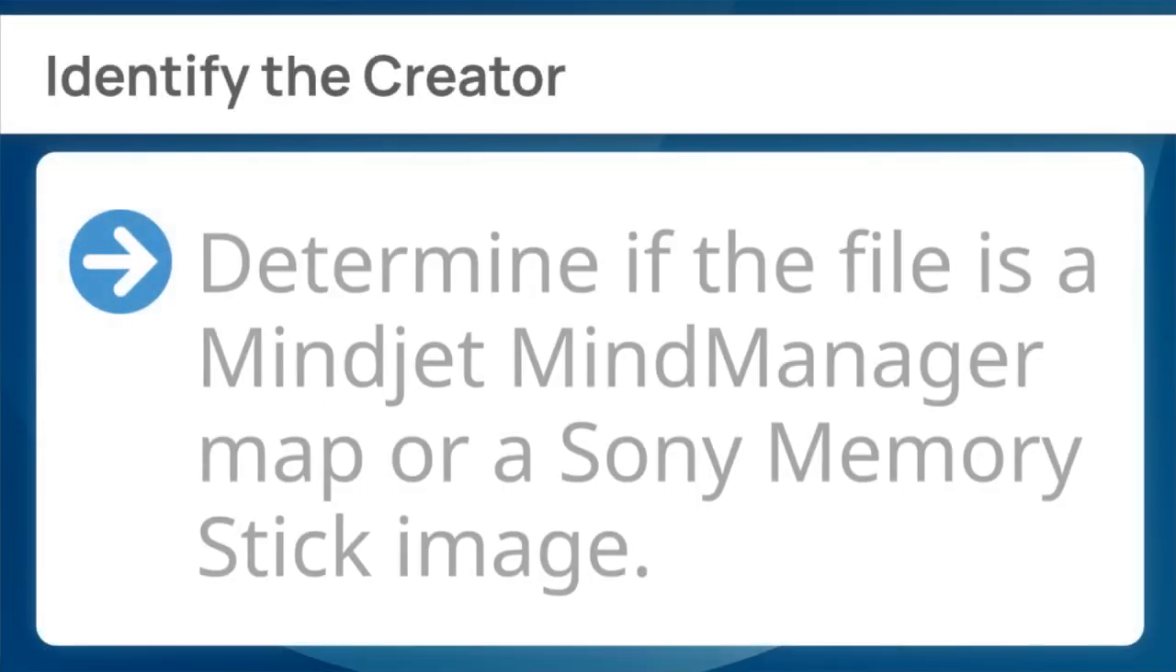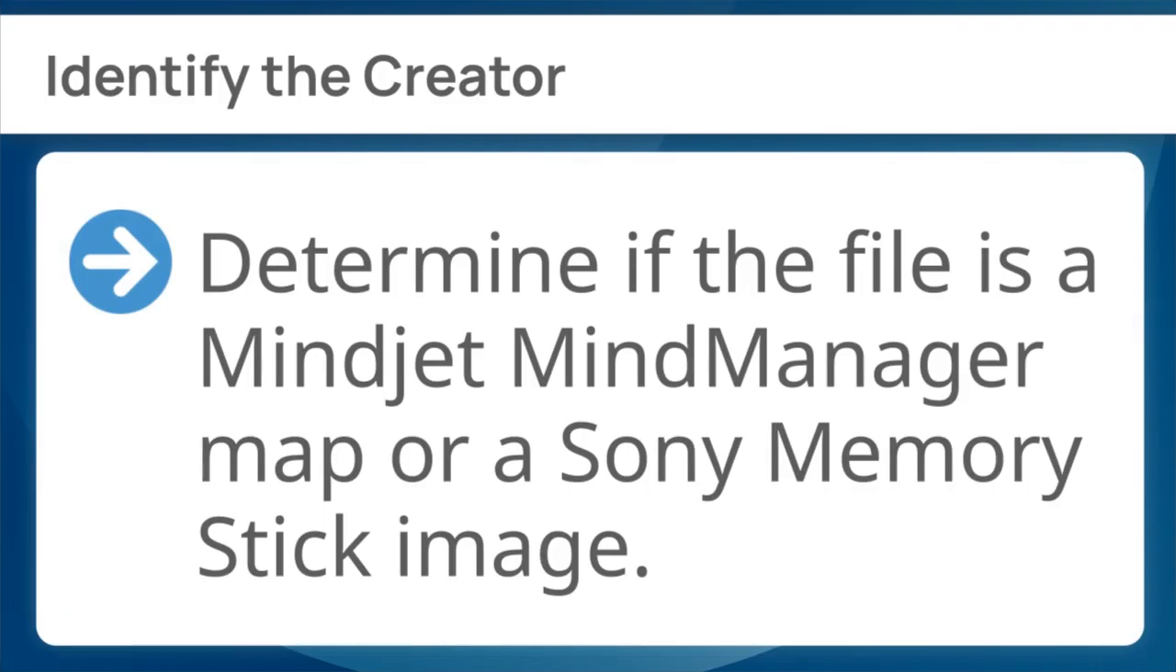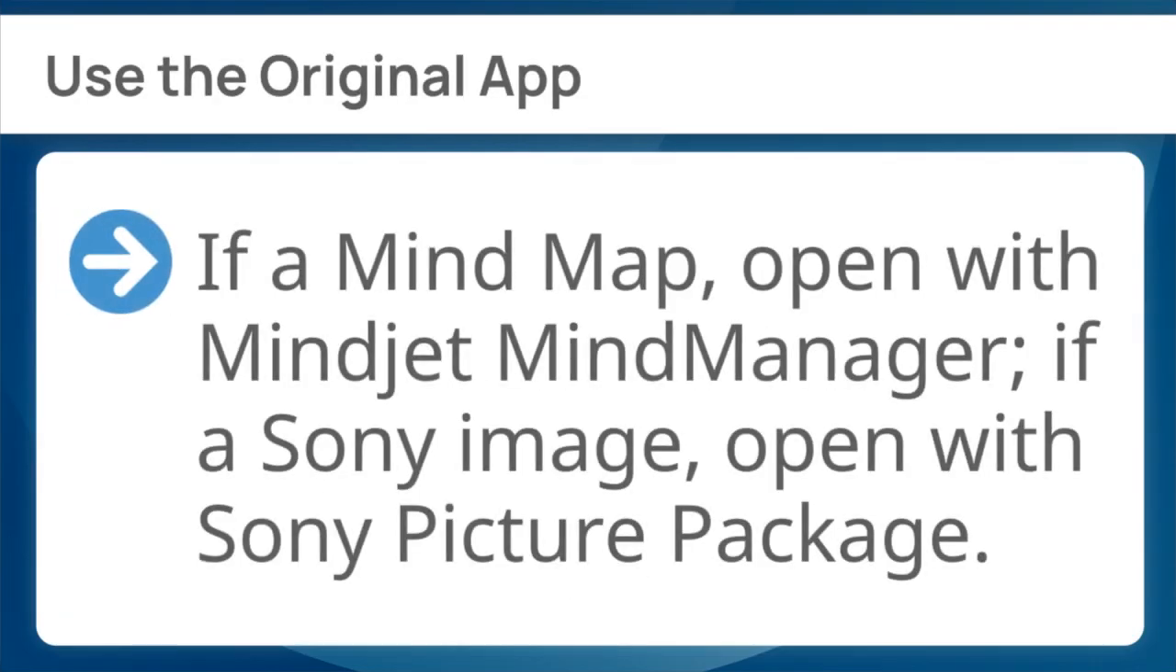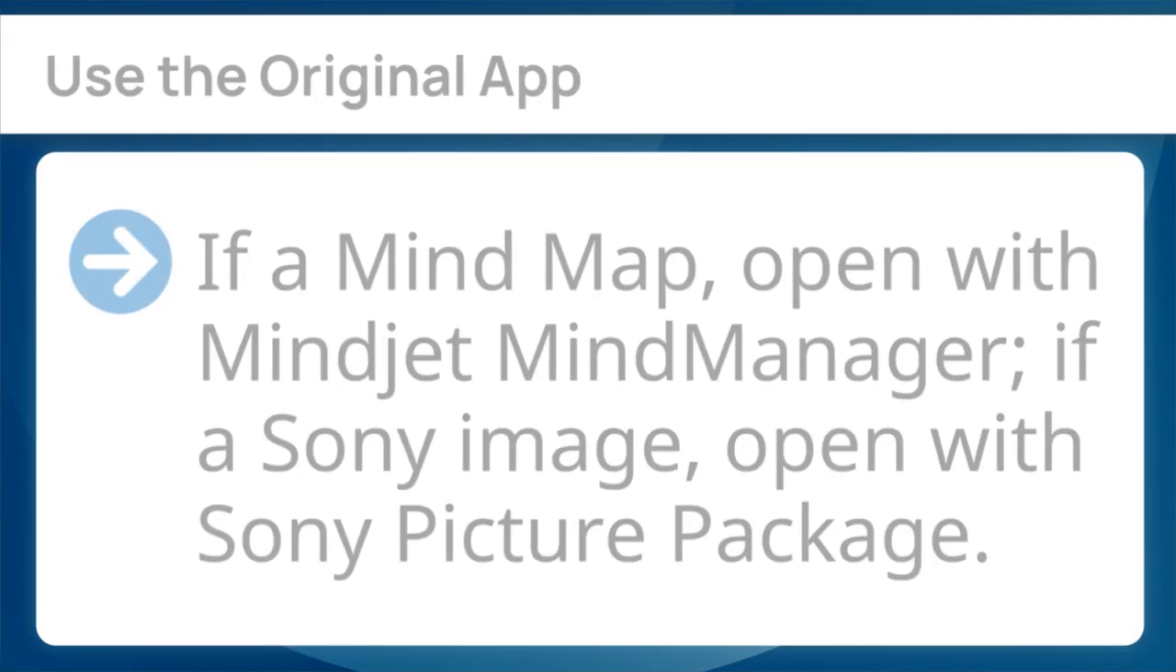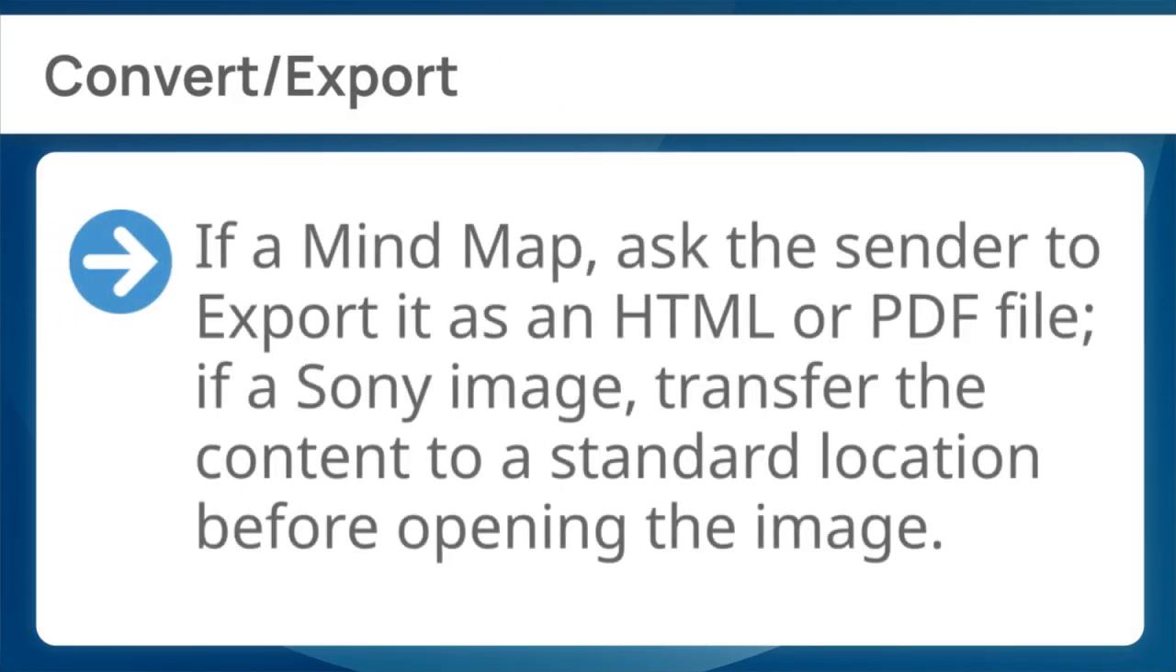First, identify the creator. Determine if the file is a MindJet MindManager map or a Sony memory stick image. Next, use the original app. If a Mind map, open with MindJet MindManager. If a Sony image, open with Sony Picture Package. Finally, convert to export. If a Mind map, ask the sender to export it as an HTML or PDF file. If a Sony image, transfer the content to a standard location before opening the image.